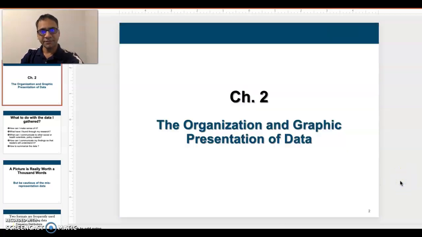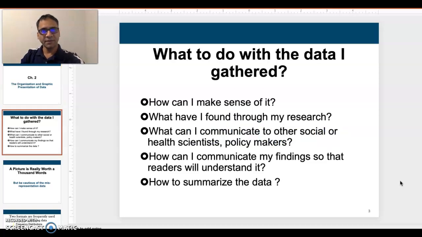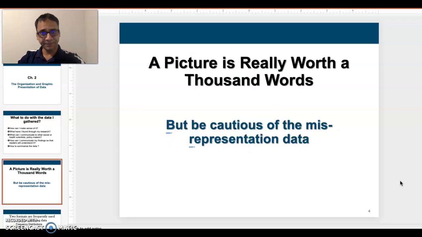In this presentation, we'll be looking at the organization and graphic presentation of the data. When we do surveys or any research, we gather a lot of information, or data. Once I have the data, how can I make sense of it? You can also think about what I found through my research. What can I communicate to other social or health scientists or policymakers? How can I communicate my findings so that readers will understand them, and how can I summarize them?